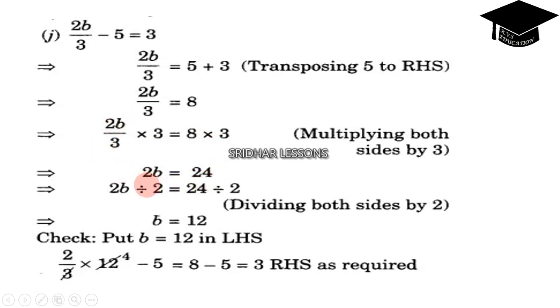Again, for further simplification, we have multiplication here. So we have to divide with 2. 2b divided by 2 is equals to 24 by 2. That means b is equals to 2 cancels in 24 12 times. So b is equals to 12. To check the value, put b is equals to 12 in the left hand side. That means 2 by 3 into 12, because b value is equals to 12, minus 5. 3 cancels 12 in 4 times. So 2 into 4 is equals to 8 minus 5, which is equals to 3 RHS as required. Okay.